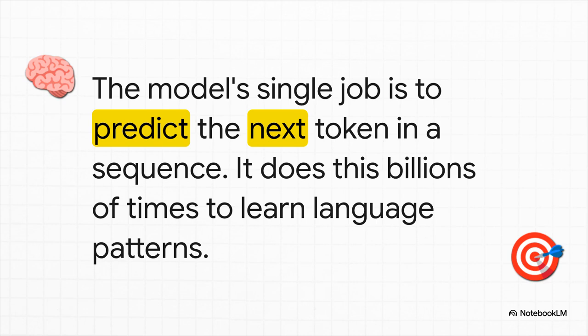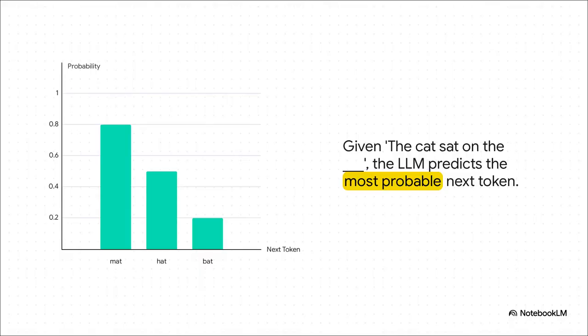The model is trained relentlessly on one single job. Given a string of words, predict the very next word. That's it. It just does this billions and billions of times. Take a look at this. If the model sees the phrase, the cat sat on the, it crunches all the patterns it's ever learned. And based on that data, it calculates the probability for what the next word is most likely to be. It learns that mat is a super high probability word, right? Hat is less likely, and bat is even less likely than that.